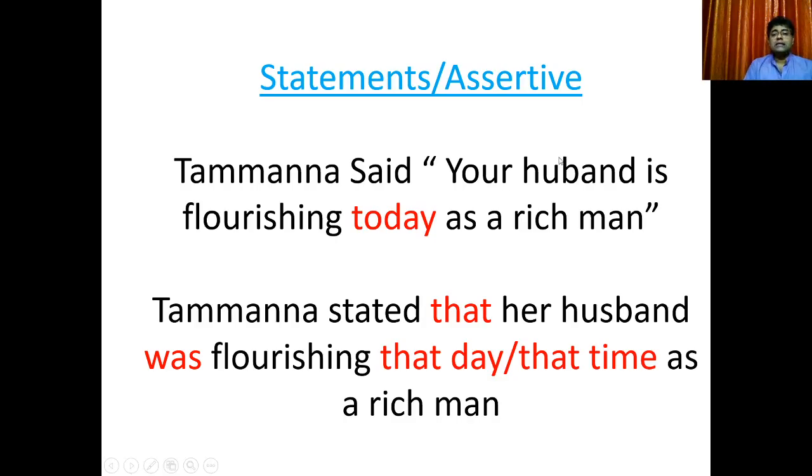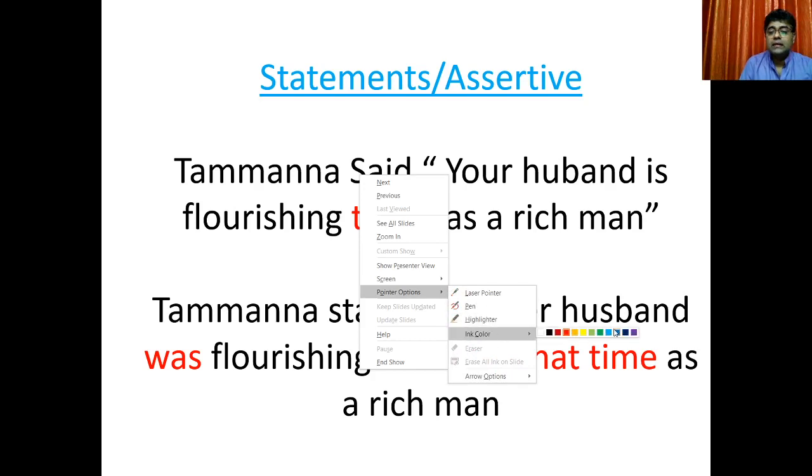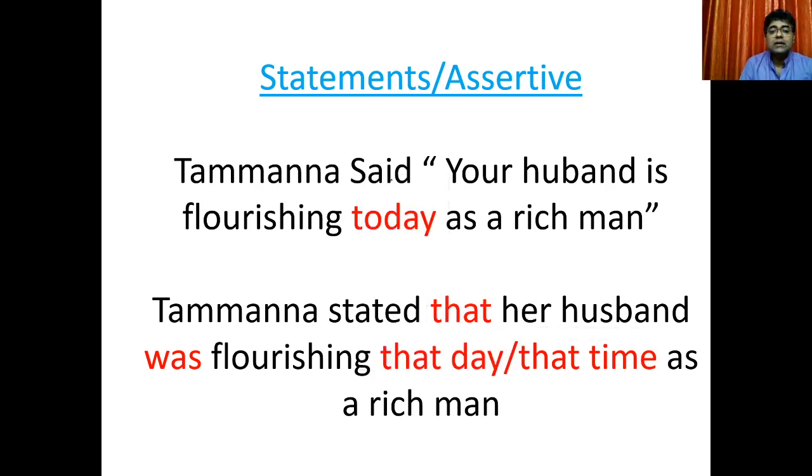Okay. First, let us see how a statement can be changed into indirect speech. For example, Tamanna said, your husband is flourishing today as a rich man. Now please understand here, what do we call this? Tamanna said, okay, we call it the reporting verb. Now, if the reporting verb is in the past tense, which it is here, we need to change everything into past tense.